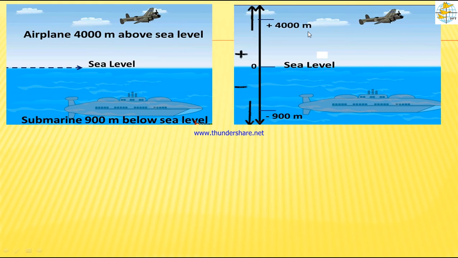Below the sea level we represent with negative. The submarine is floating below the sea level, and the depth of the submarine is 900 meter. So how do we represent the depth of the submarine? Minus 900 meter. Below the sea level we represent with negative. Above the sea level we represent with positive.